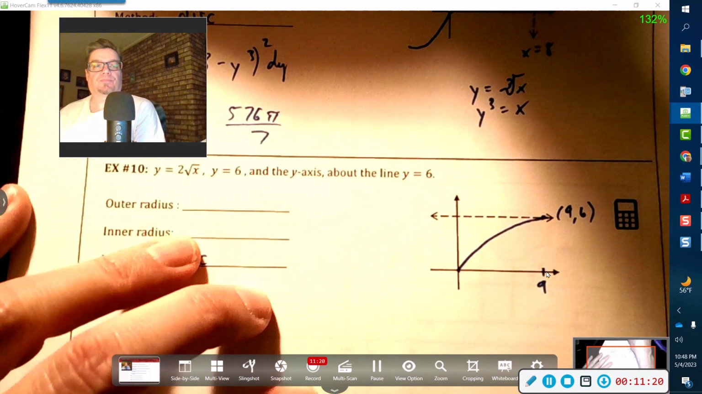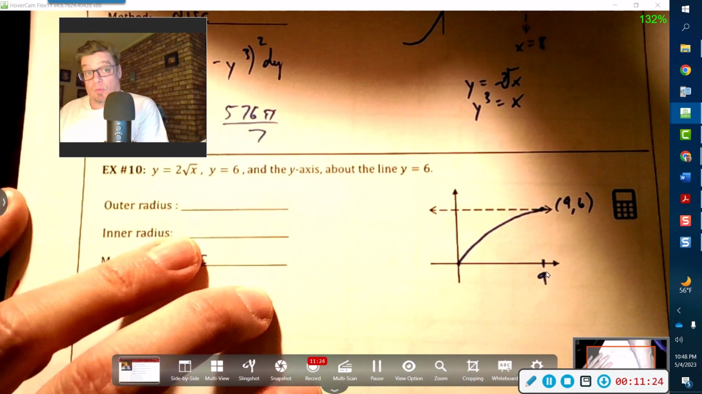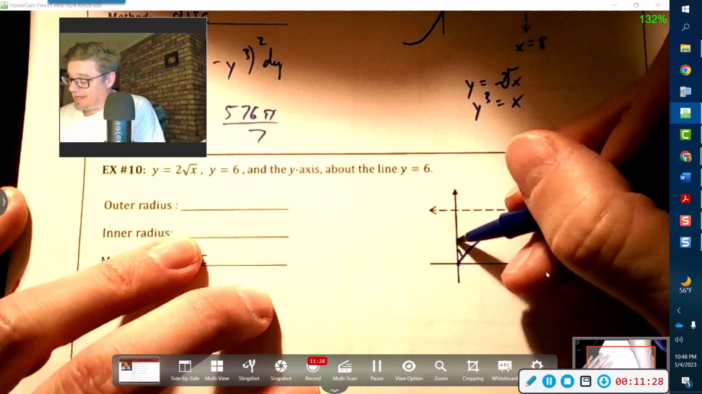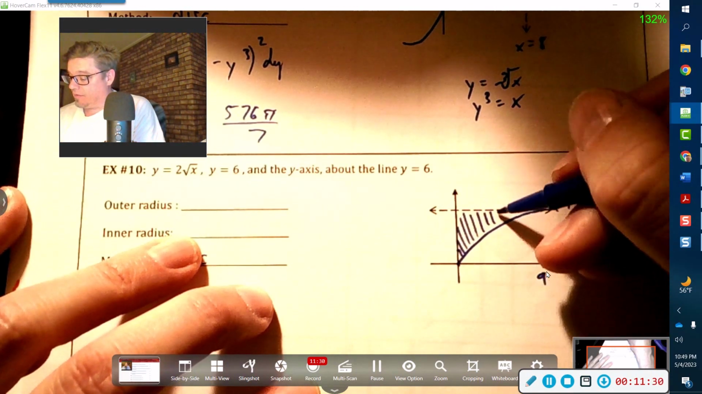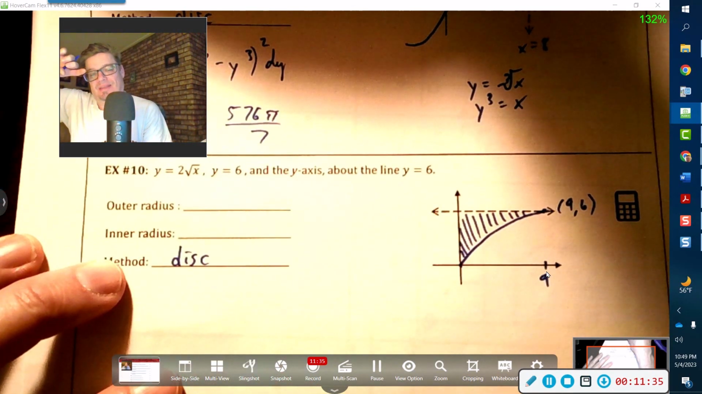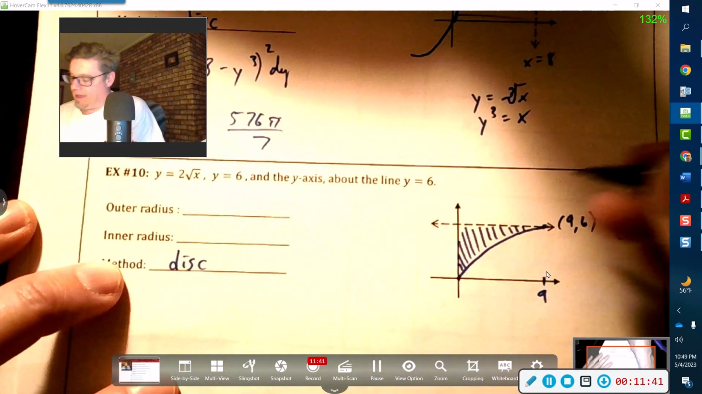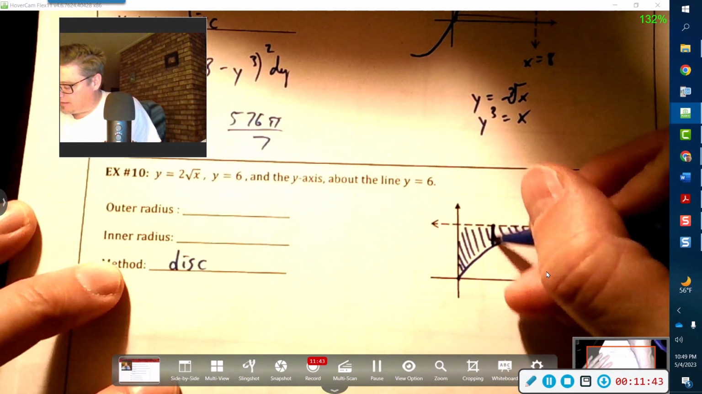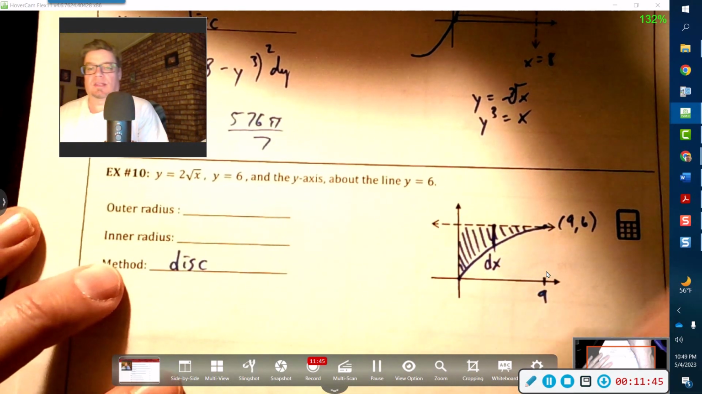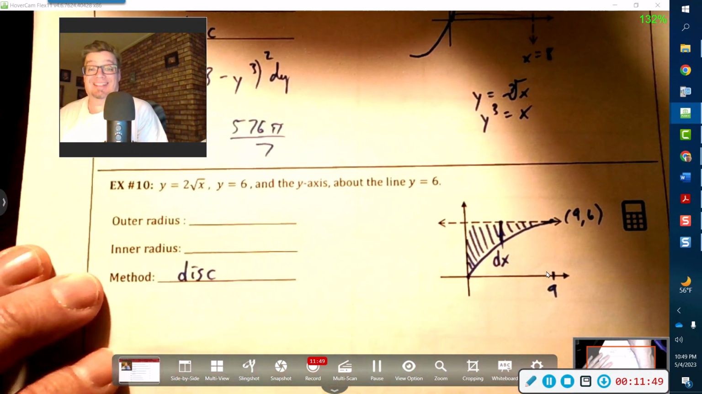Now what are we shading? We're revolving around y equals 6. So this is actually it right here. If we're revolving around that, that's going to be the radius that's spinning. So if we have a dx, and I always label those, I better put this in terms of x, and that's exactly what I have.